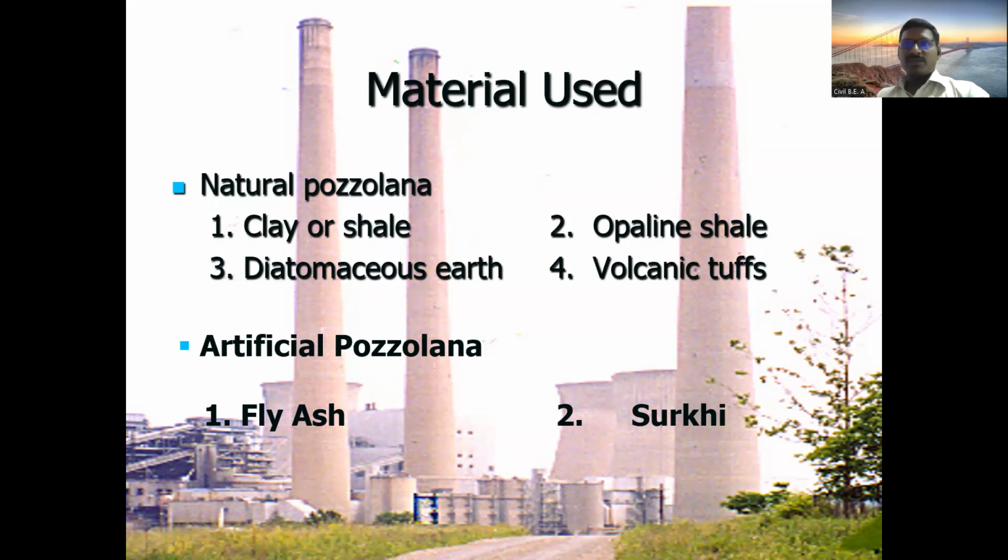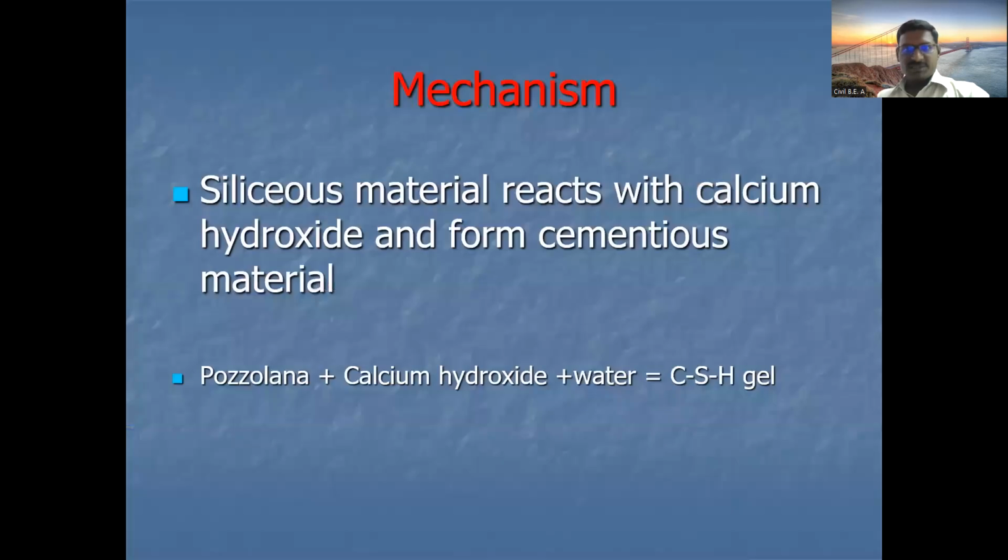So these materials we can use as a pozzolanic admixture. So what is the mechanism for the pozzolanic admixture? The mechanism is that the siliceous materials react with the calcium hydroxide. Siliceous materials are nothing but clay and shales. These siliceous materials react with the calcium hydroxide and form a cementitious material.